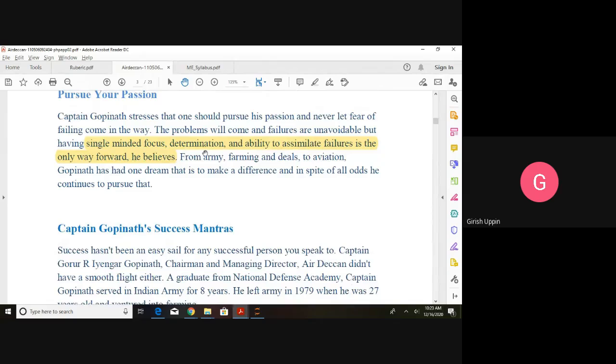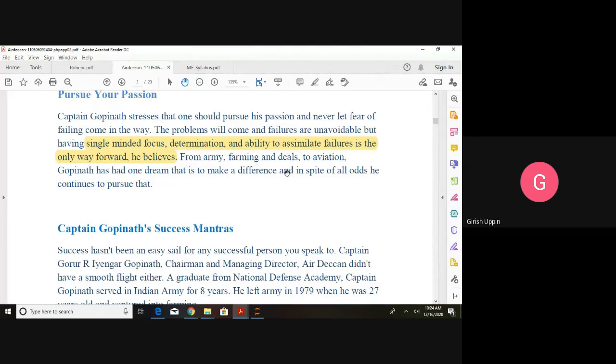Captain Gopinath stresses that one should pursue one's passion and never let the fear of failing come in the way. Problems will come and failures are unavoidable, but with single-minded focus, determination, and the ability to assimilate failures as the only way forward. So he always believed we have to be highly focused. We should be determined, and we should take the failures as they come, and go ahead with those things.